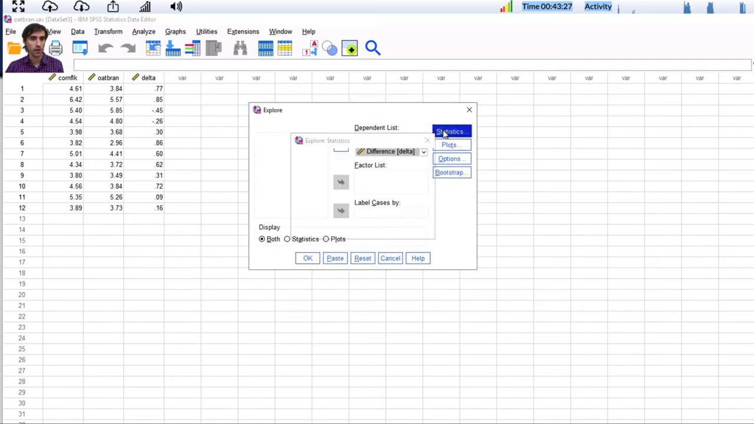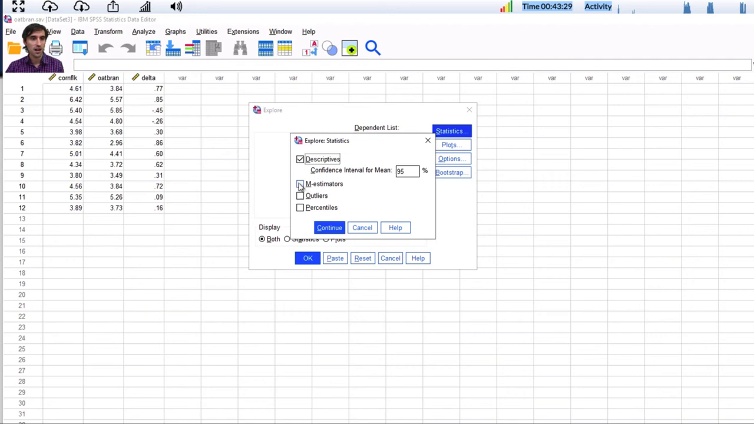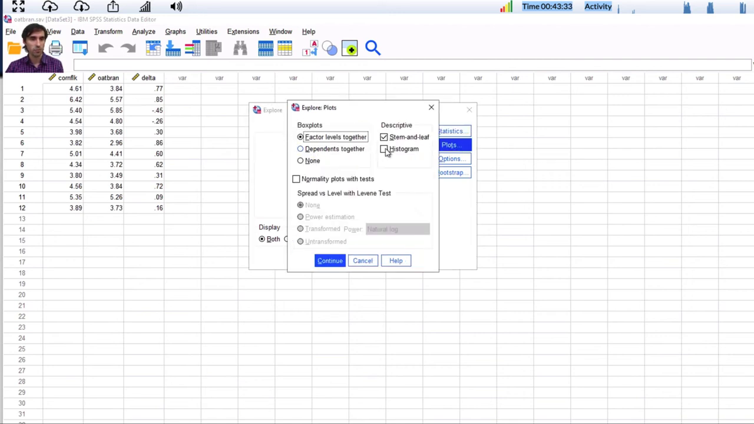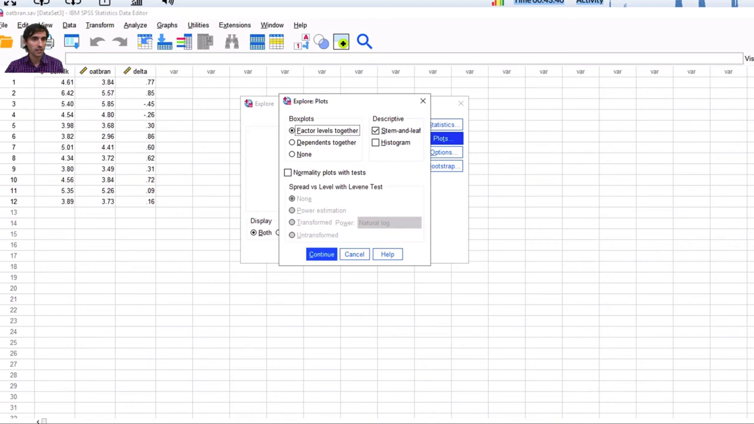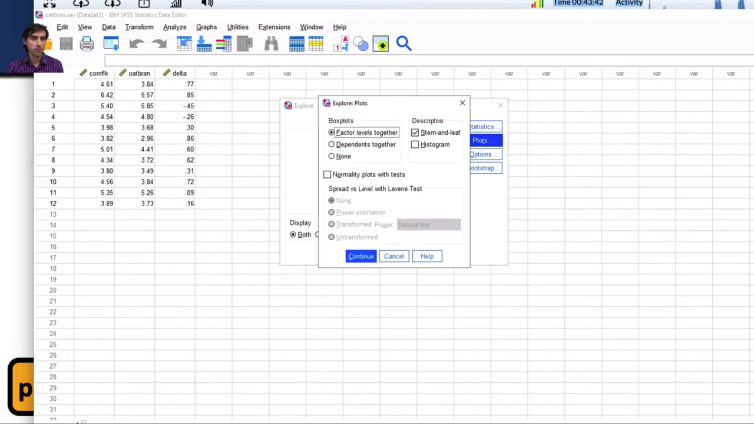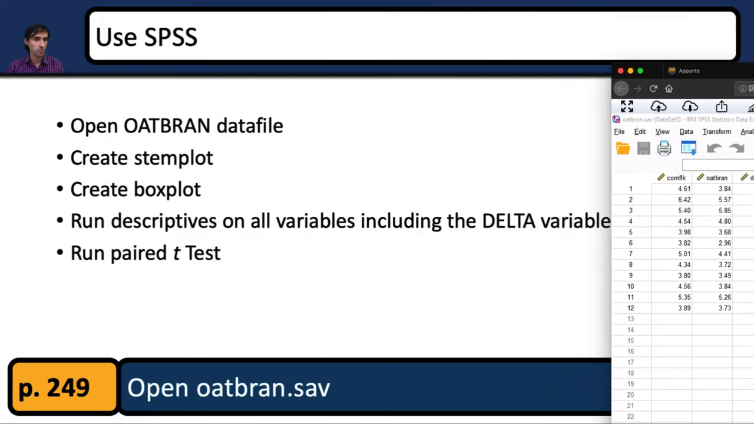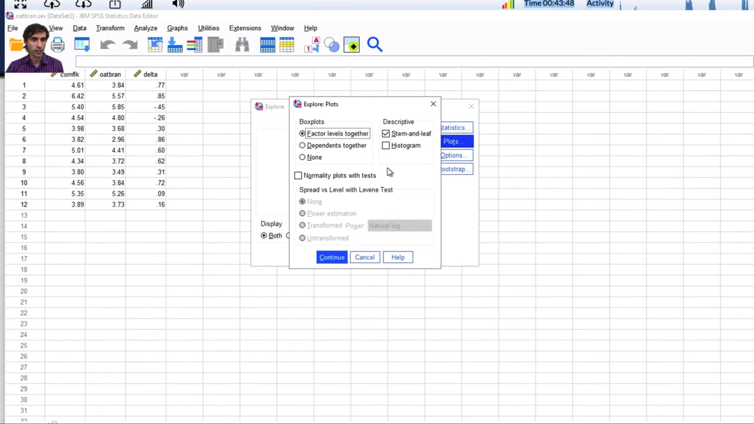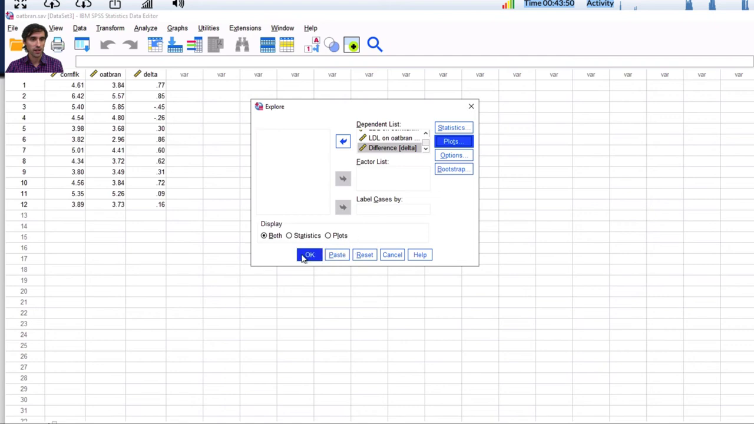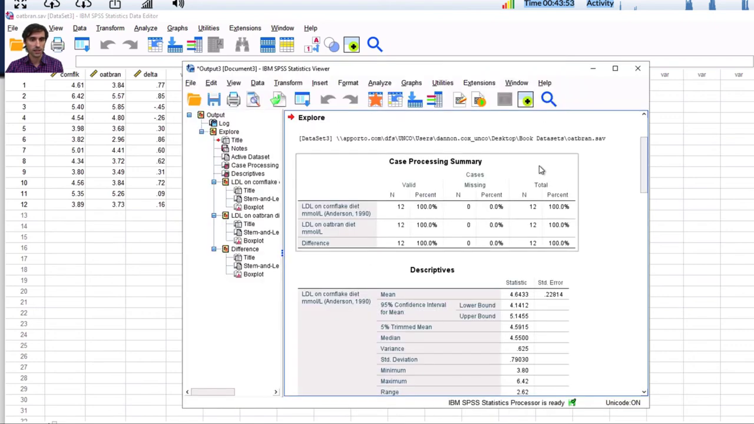We just wanted to confirm. With our stats, I'm going to leave the descriptives at 95, and then with our plots, there's my stem and leaf. Did it want anything else? We want a box plot. I'm pretty sure this already gives me a box plot, and then we want descriptives on all variables, including the delta. Check, check, check, check. I'm going to hit continue on that, and let's see what we get.